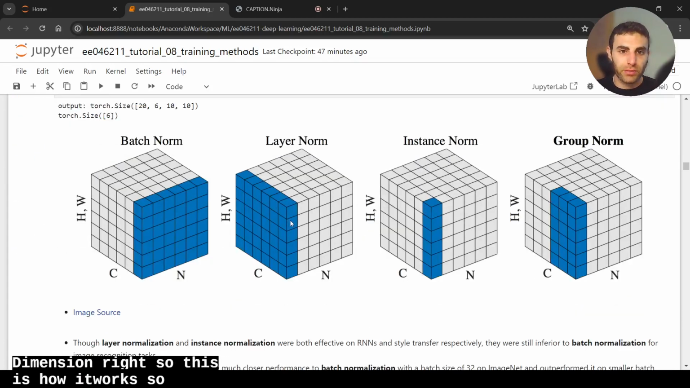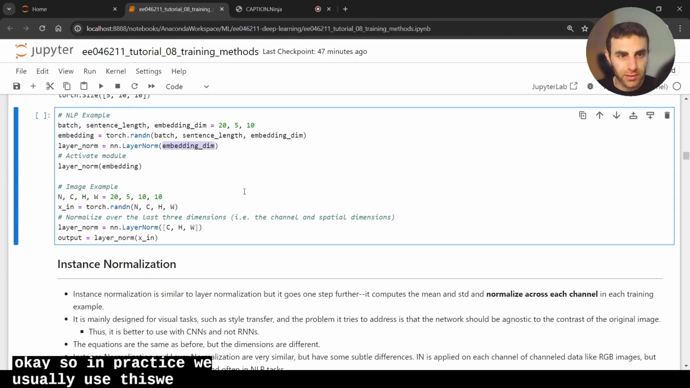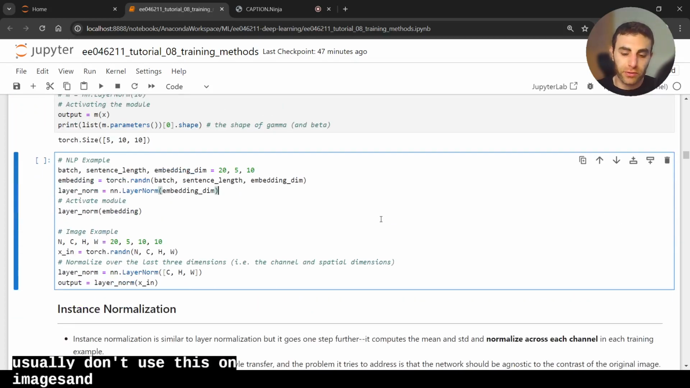In an image, it looks something like this. We consider all the pixels and all the channels in each sample. This way we don't have dependency on the batch size. In practice, we usually don't use this on images, and it's good for sequential models, and we've seen it work quite well in transformers.